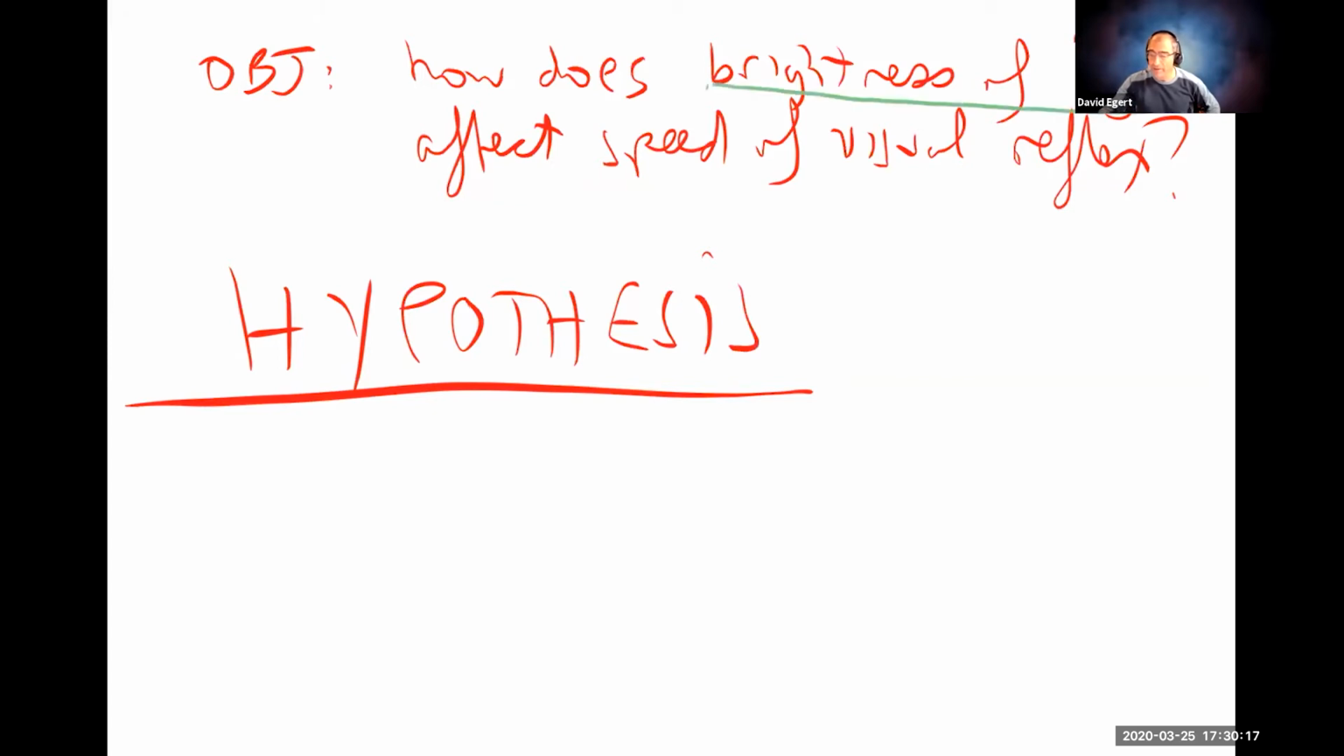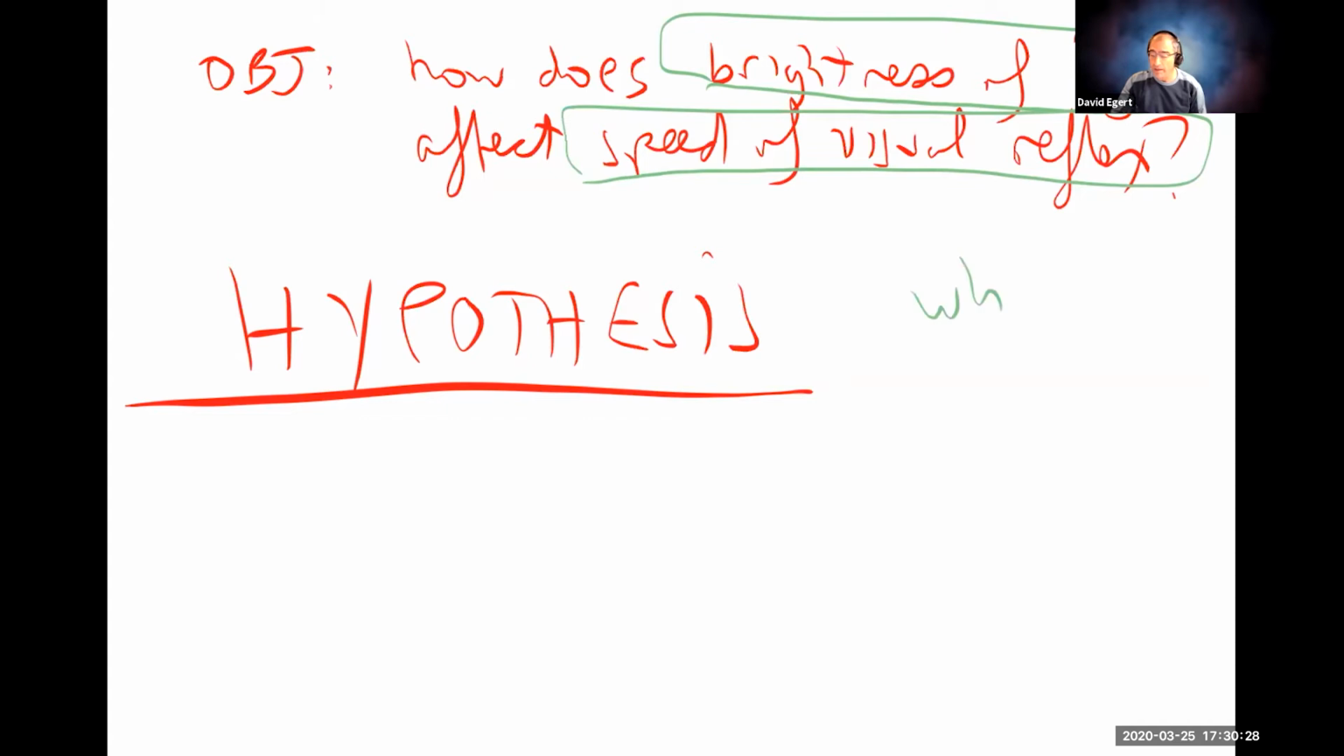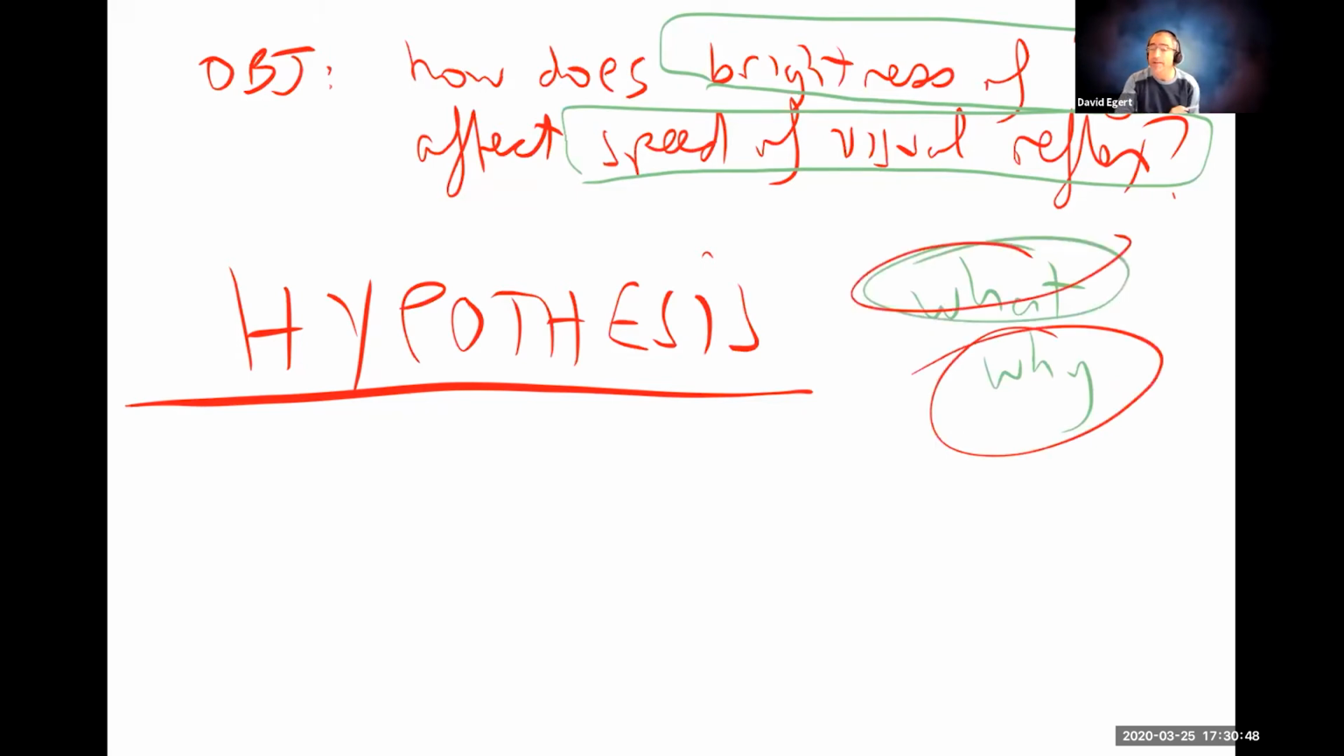So again, we have our independent variable, brightness of the light, dependent variable, speed of the reflex. So what do you expect that relation to be and why? The brighter the light, the quicker the reaction rate. Does everybody hear that? The brighter the light, the faster the reaction rate, the faster the speed of the reflex. So that's a good start. And then we need to add in the why. Why does that make sense?